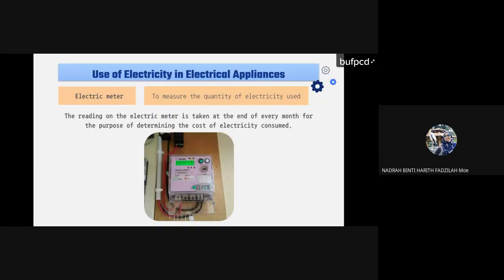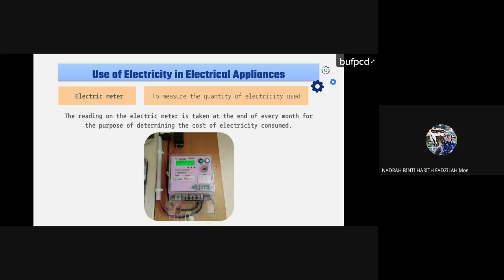use of electricity in electrical appliances in our home and in various residential or office buildings. There is a structure outside of our home. It is the electric meter that is used to measure the quantity of electricity used, and the reading for this particular component is taken at the end of every month to determine the cost of electricity consumed.